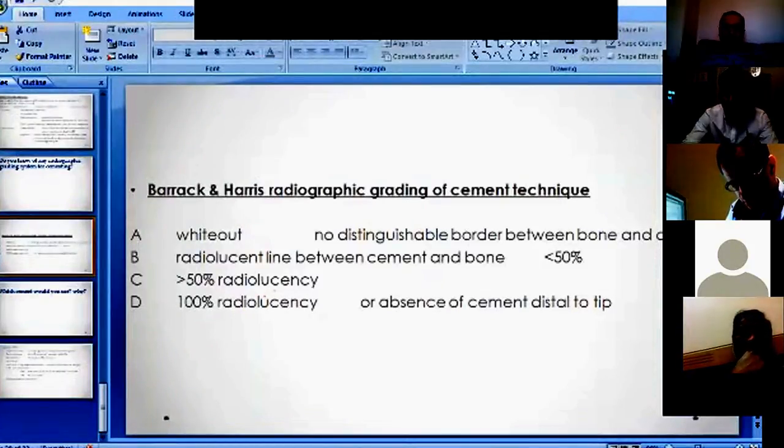Thank you, Athar. I have nothing to add to that. This is the classification, Barak and Harris, in front of you, as Athar said it.